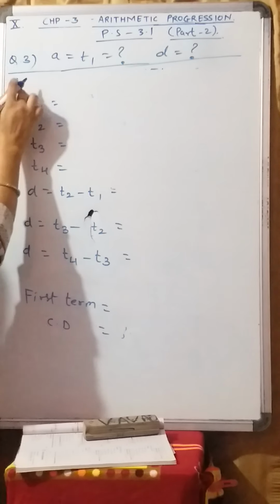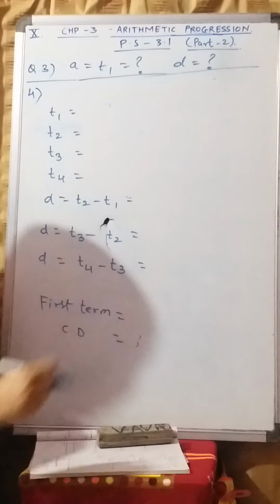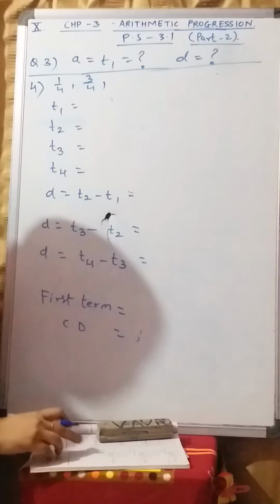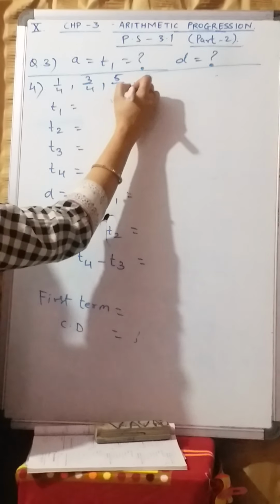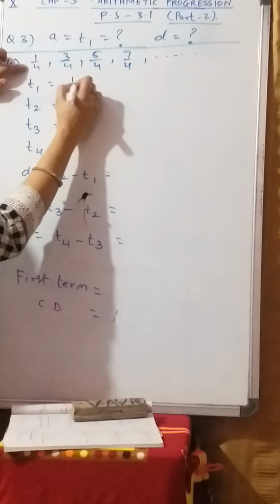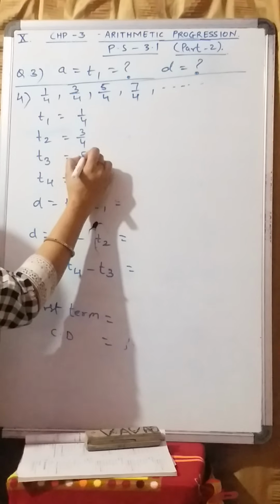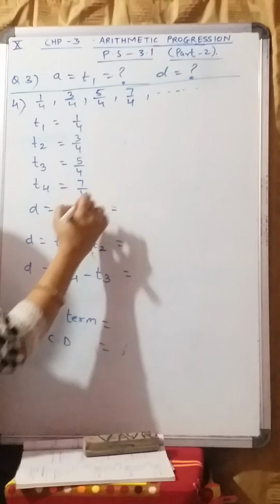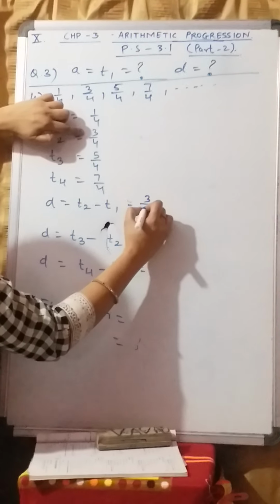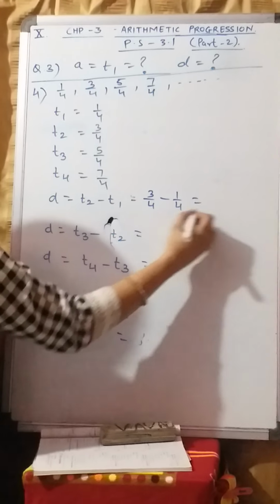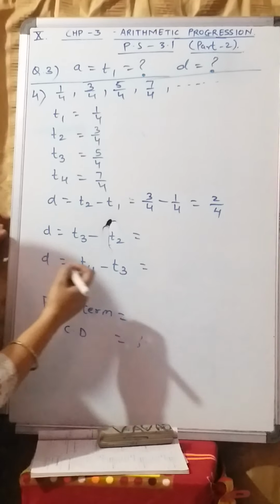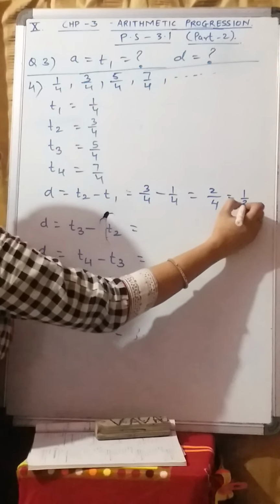Now the fourth sum. The sequence is 1 upon 4, 3 upon 4, 5 upon 4 and 7 upon 4. This is again very easy. The first term is 1 upon 4, the second term is 3 upon 4, then 5 upon 4 and the last term is 7 upon 4. So D is T2 minus T1, that is 3 upon 4 minus 1 upon 4. The denominator is the same, so 3 minus 1 is 2 upon 4, so the common difference is 1 upon 2.